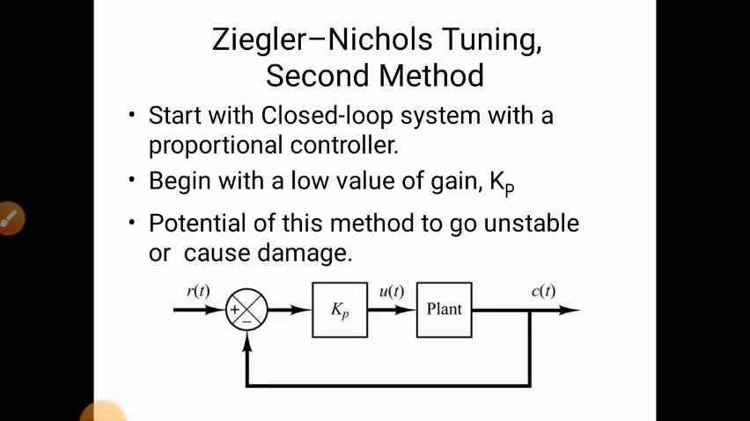There is one more method, the Ziegler-Nichols tuning second method. It starts with a closed loop system with a proportional controller. Begin with a low value of gain Kp. This method has the potential to go unstable or cause damage.